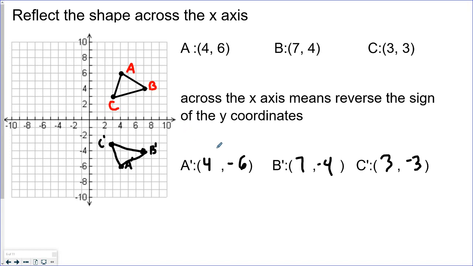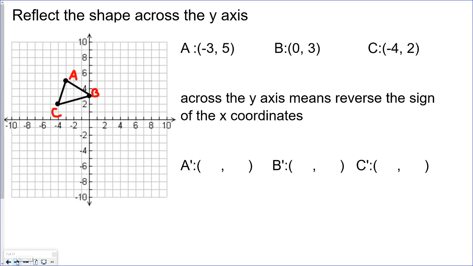But that's all you do for reflections: you find out which axis you're reflecting over and swap the sign of the opposite points. So if I'm folding along the x-axis, I'm going to swap the signs of the y, and vice versa. So if I have the same shape, a triangle, and fold it along the y-axis, that means change your x-coordinates. So -3 becomes +3. The y-coordinate stays.